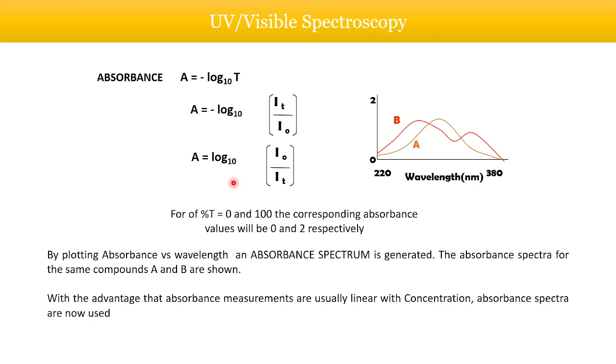Now when we are plotting the absorbance versus wavelength, we get the absorbance spectrum. For a particular substance A, we are seeing an absorbance at 280 as well as another at, say, 280, and then for B we are seeing two absorbances, one at say 240 and another at around 340. With the advantage that absorbance measurements are usually linear with concentration, absorbance spectra can be used. So this is absorbance versus your wavelength.